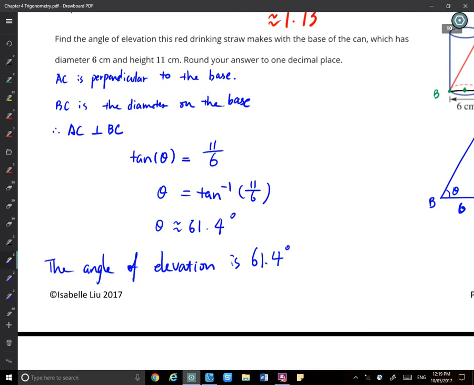You need to answer the question. If it's an application type of question, you need to answer the question. That was 1 mark. Your conclusion is 1 mark.